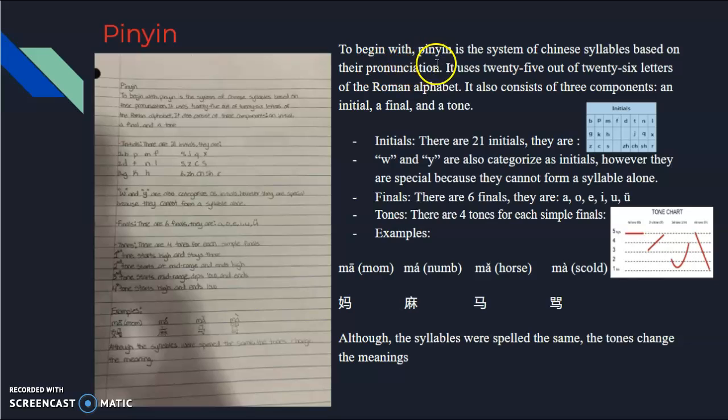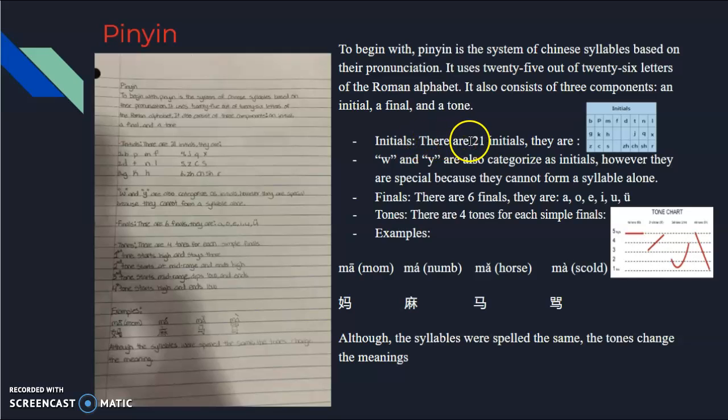Pinyin. To begin with, Pinyin is a system of Chinese syllables based on their pronunciation. It uses 25 out of 26 letters of the Roman alphabet. It also consists of three components: an initial, a final, and a tone.